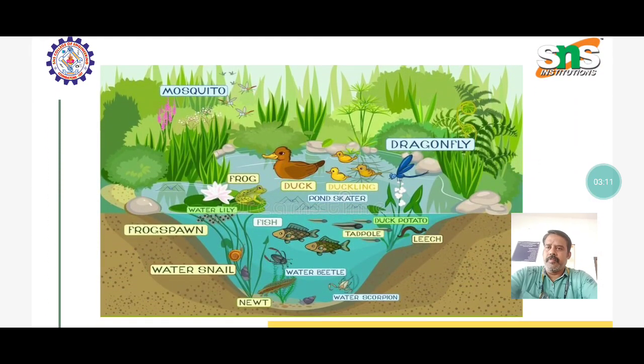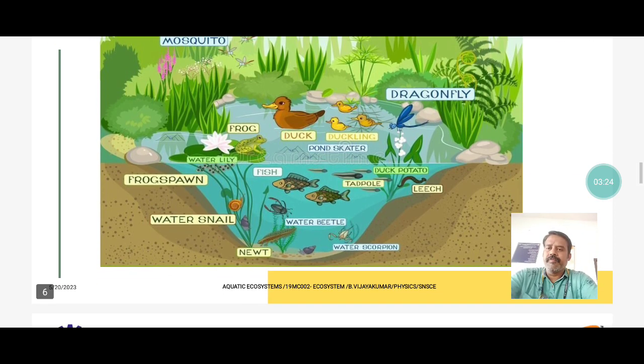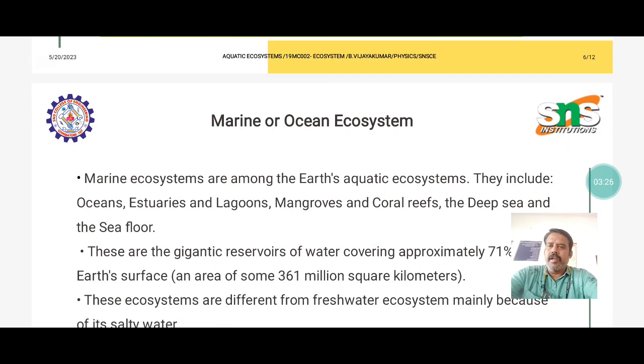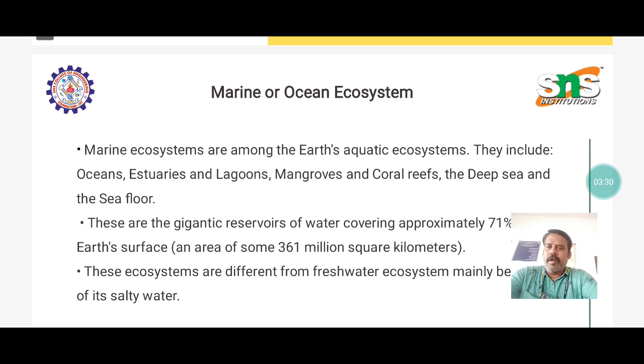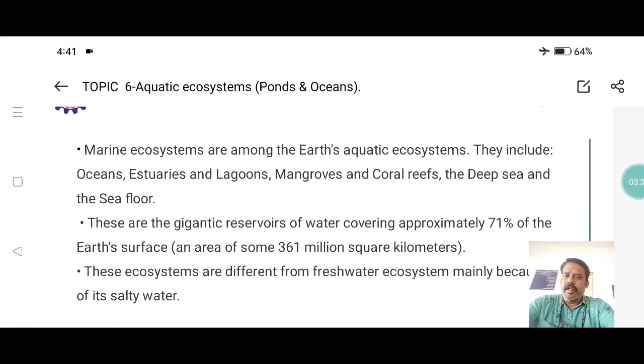This picture clearly explains the aquatic ecosystem in the form of a pond. So all three categories are found in the pond. The next one is the marine or ocean ecosystem. Marine ecosystems are among the largest of the earth's aquatic ecosystems, and most of the area is found in this type of ecosystem.